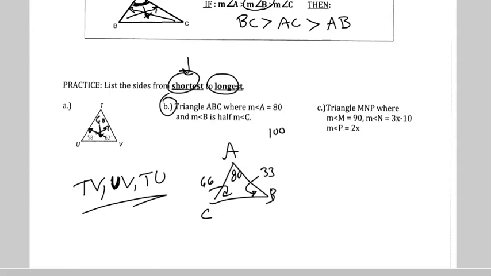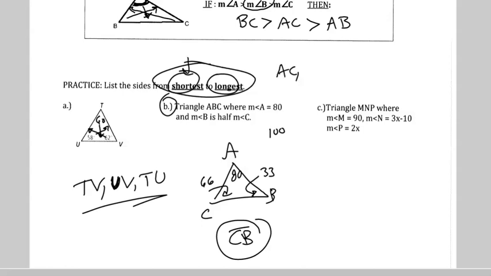Now what I want you to do right now, tell me what is going to be the longest side given these angles. The longest side is CB. CB is going to be the longest side because it is across from the biggest angle. Now, if we're actually going to follow through with what the problem is asking, what is the shortest side? Across from the 33 is AC. Across from the next smallest angle is AB. And across from the 80 is the CB. So I hope that makes sense.